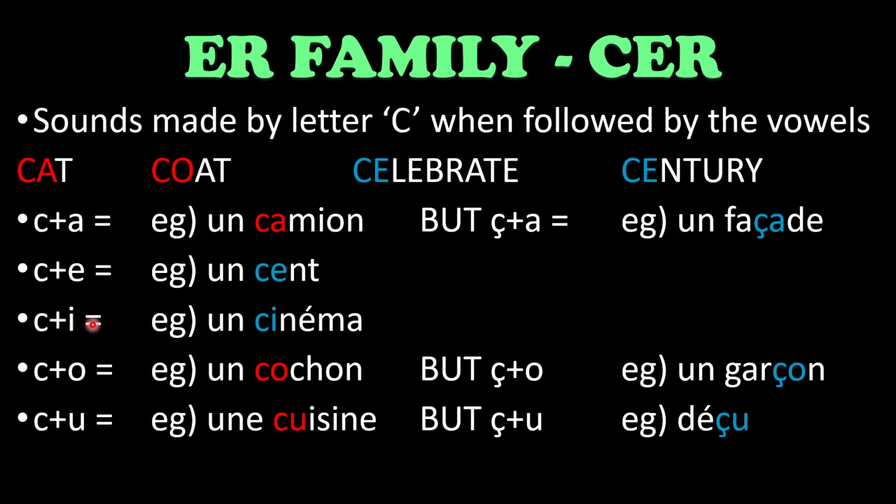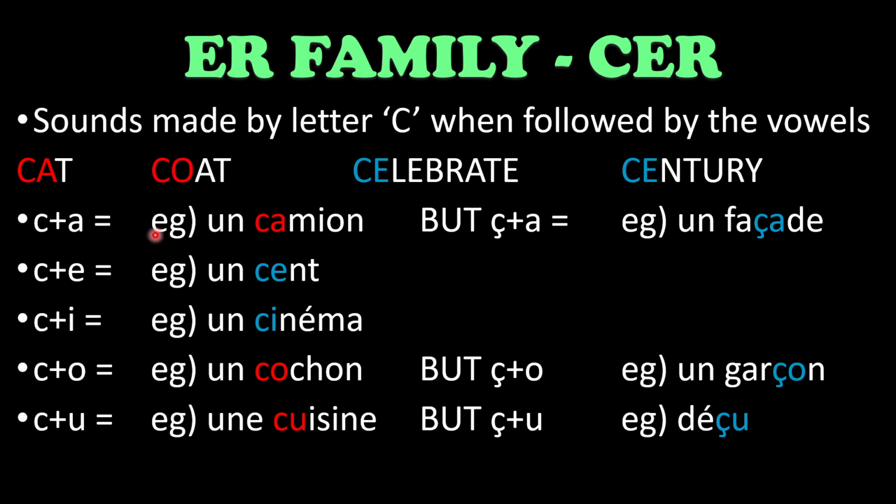Then when it's followed by I, un cinéma, cinéma. Can you hear the s sound? That's a soft sound again. Then when it's followed by O, un cochon, un cochon. Can you hear the k sound now? Cochon. That's the hard C sound. Then when it's followed by U, une cuisine, une cuisine. Can you hear the k sound again? That's again the hard C sound.